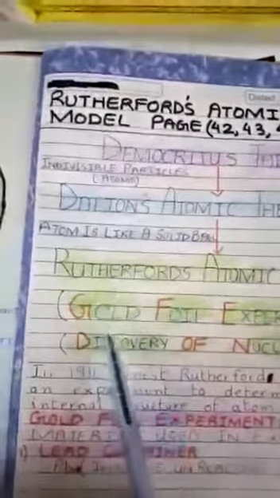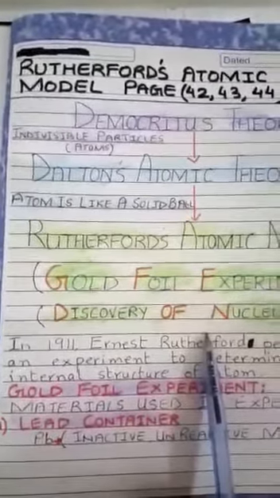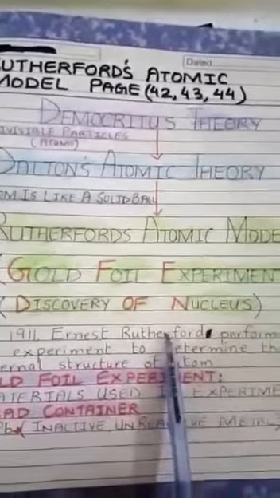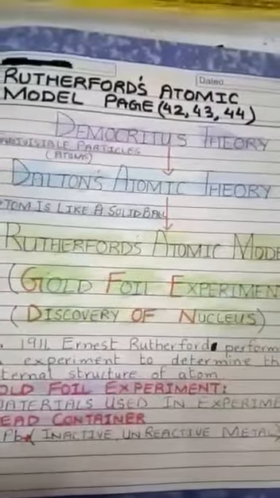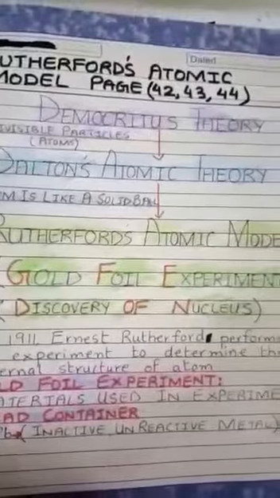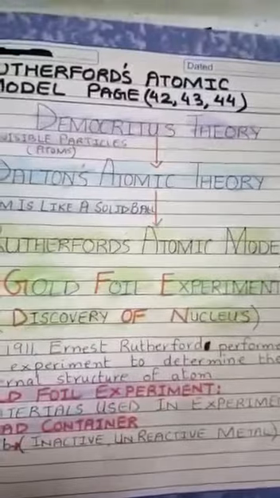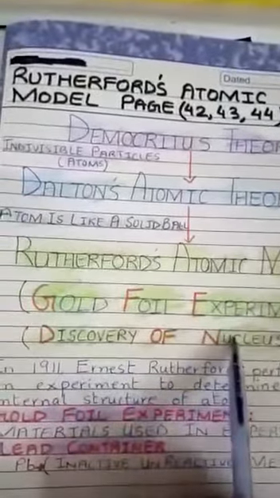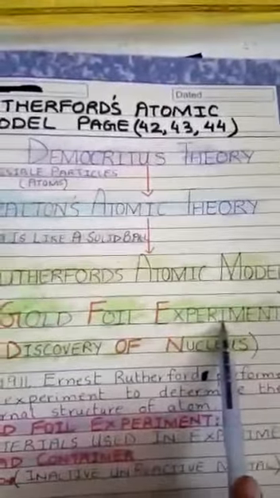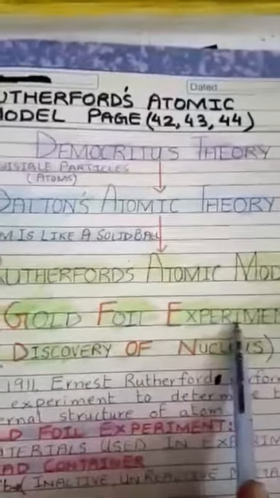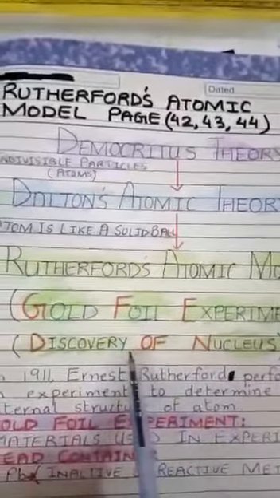Then came Ernest Rutherford. He in 1911 performed an experiment called gold foil experiment to determine the internal structure of atom. His experiment is considered the most important experiment in the history of chemistry because the nucleus was discovered through this experiment. It is called the gold foil experiment because for the first time a scientist used gold foil in his experiment to determine the structure of atom.